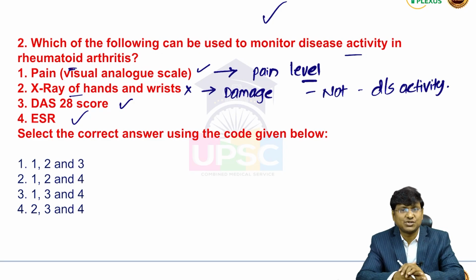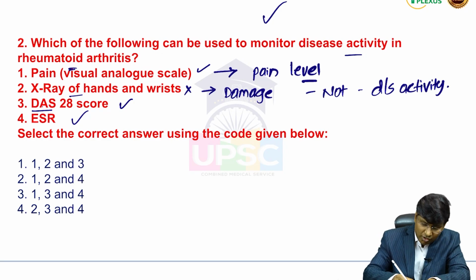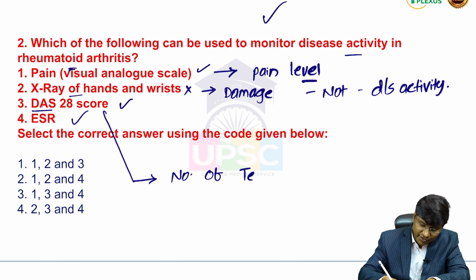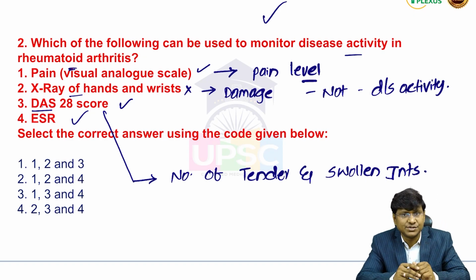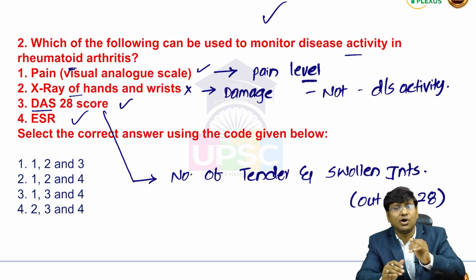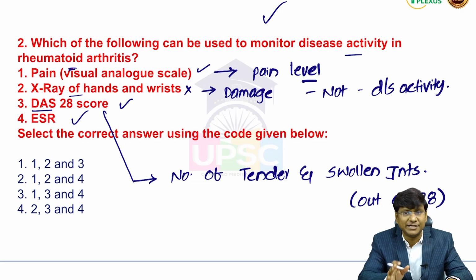Next, DAS28 score. What do you mean by the word DAS? DAS stands for disease activity score. This DAS28 score is a composite index that includes the number of tender and swollen joints. The score is calculated out of a total of 28 joints. So this DAS28 score is useful to monitor the disease activity in rheumatoid arthritis.